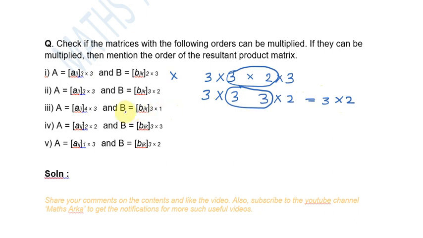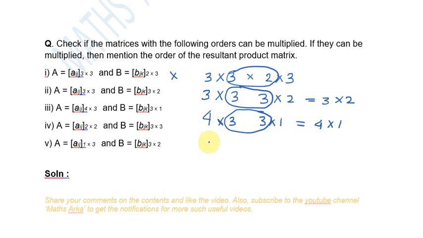Now for the third matrix, what do we have? 4 cross 3, and then the order of the second matrix is 3 cross 1. So these two are equal. Then the order is 4 cross 1. So here 4 cross 1 is the order of this matrix.